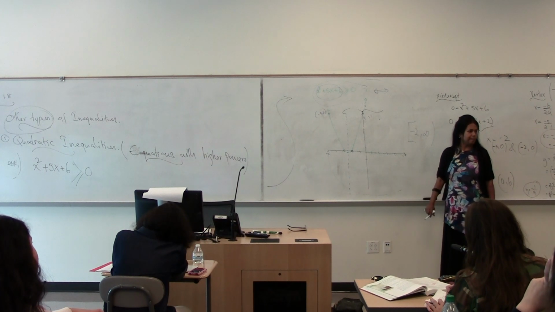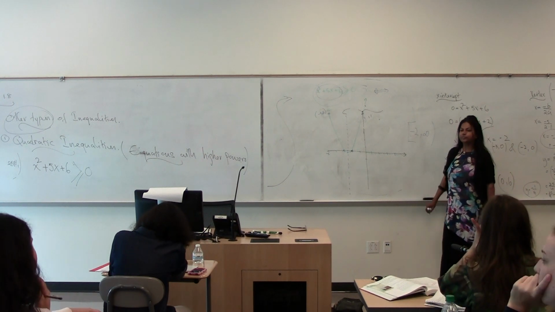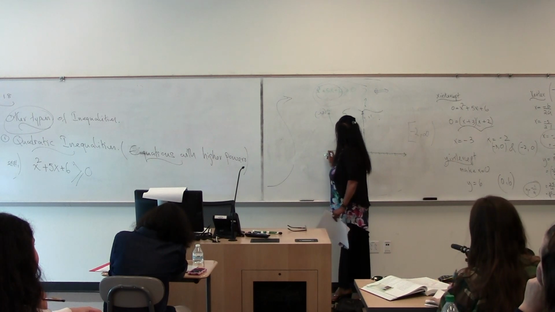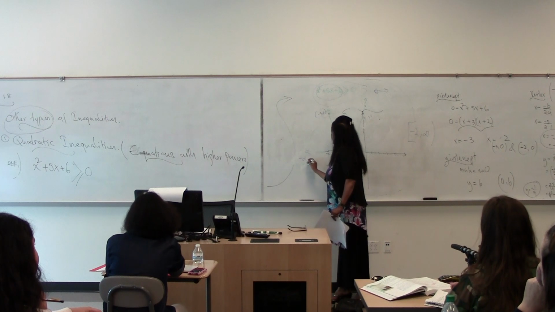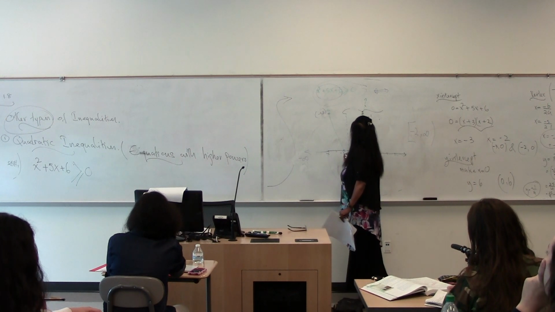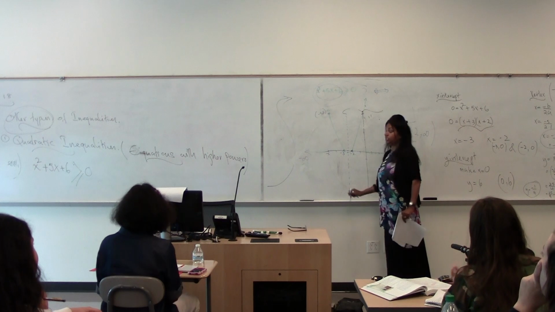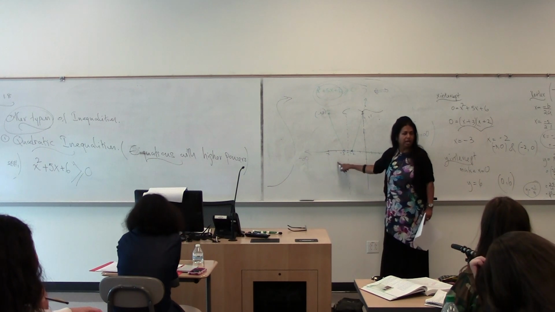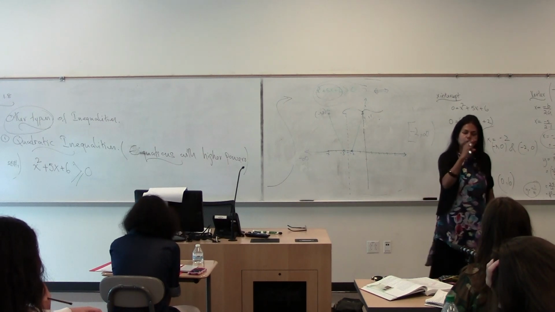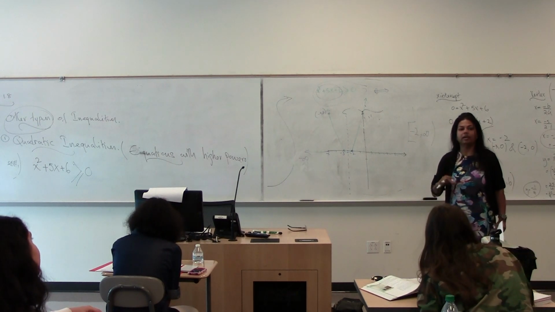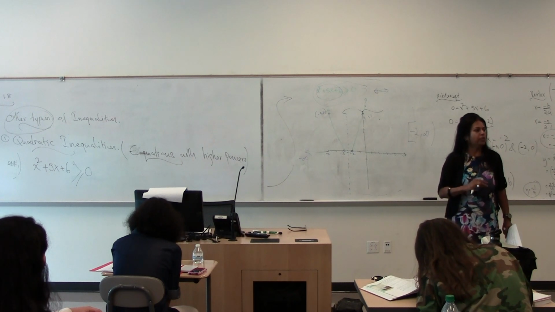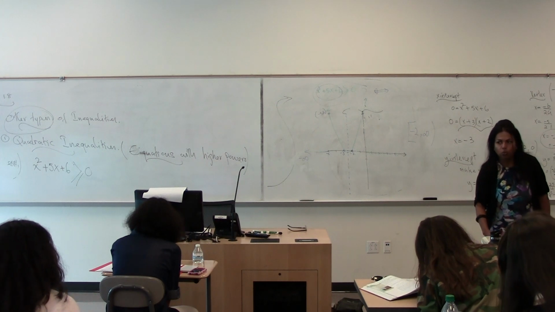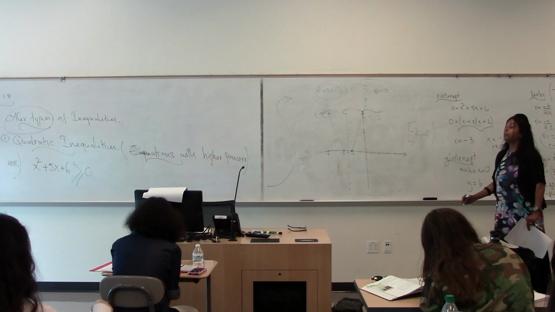Do you see any more here? Sharon? Negative infinity to negative 3. Very good. Do you guys see this? I just want you to understand, looking at the picture, the graph: what are the x values where the graph is positive? After you do the graph, you look at the x values where the graph is positive.